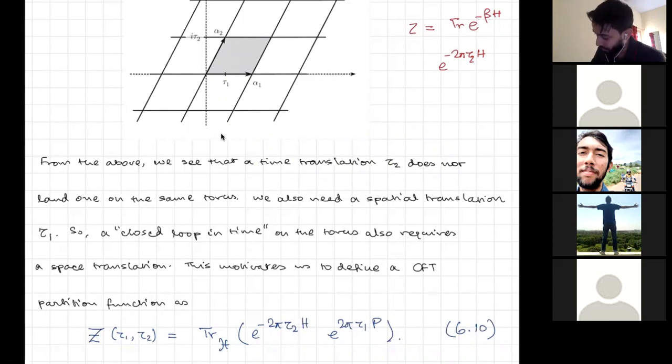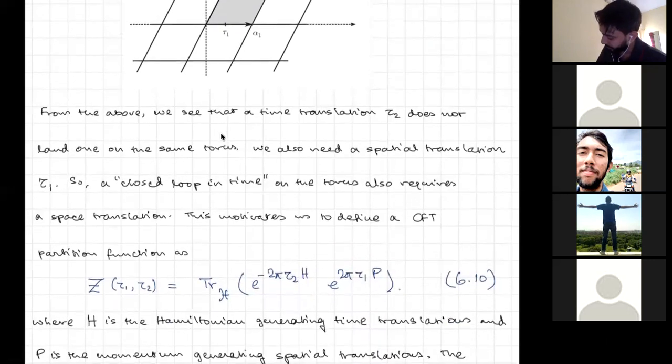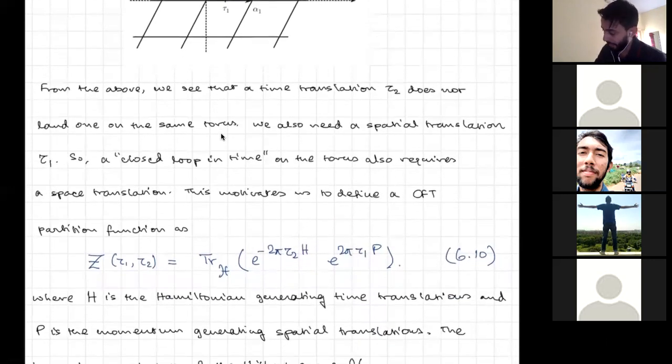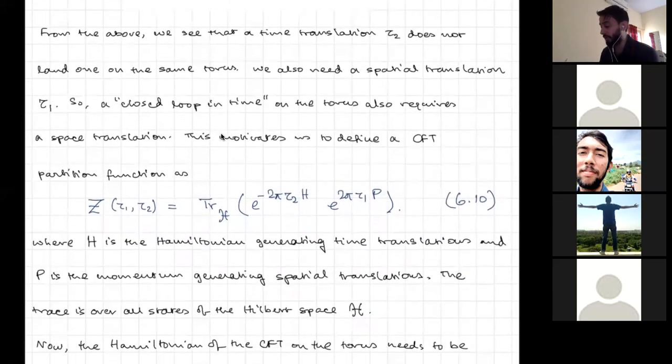So there's this extra piece that you need to add, which is this. Okay, so that's what you need to keep in mind. So that's what this was all about. As I said here, the Hamiltonian is the one that generates time translations, and P is the momentum which generates spatial translations. And the trace is over all the states of the Hilbert space H.